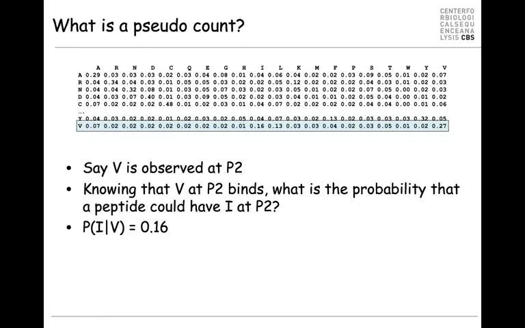Now we can apply that to estimate a frequency for isoleucine. Say that we haven't seen it in our data, but we have observed the valine. We go up to our table, say we have observed valine here. We go in and we find isoleucine 0.16. And now we have estimated a frequency, the likelihood of having observed a valine in our data. We can replace that with isoleucine and maintain the binding properties.